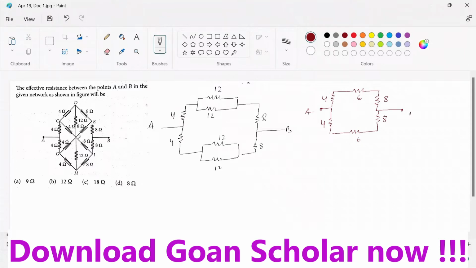Now 4, 6 and 8, all three are in series, right? So what is the equivalent of the top one? The equivalent of the top one will be 18. This will be 18 ohms on the top. What will be the down one? 18 ohms. Now 18 and 18 in parallel. What will be the outcome? 9 ohms. So correct answer for this is option A, 9 ohm.